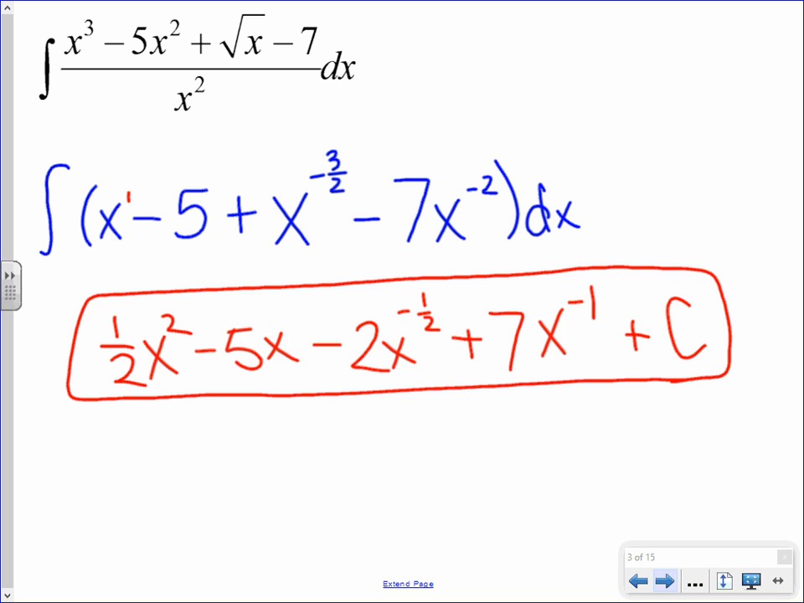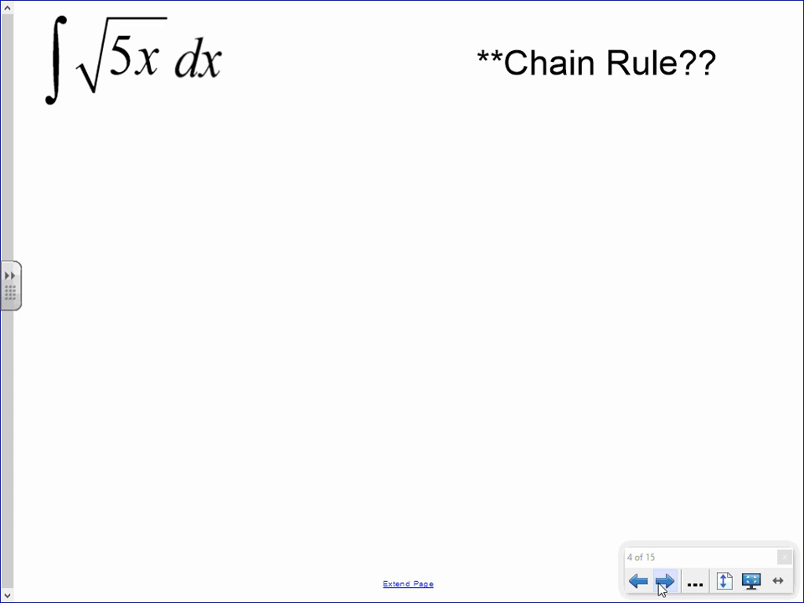If you do not have a simple x to a power, rewrite it so you do have x to a power, and then you can use the power rule for your antiderivative. Go and write this down.